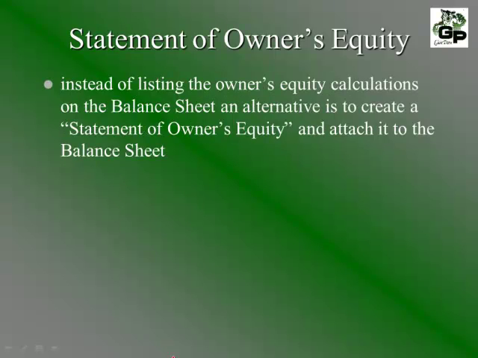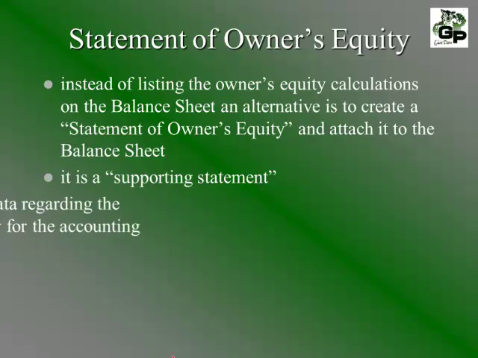Instead of listing the owner's equity calculations on the balance sheet, we can do something different. This reduces the amount of clutter and complexity in the owner's equity section, and this is called a statement of owner's equity. We can create a separate document that does all the calculations for the owner's equity section, and we can attach it to the balance sheet so we don't have all these line items on the balance sheet itself. This is called a supporting statement, this statement of owner's equity.